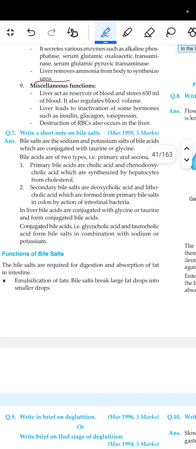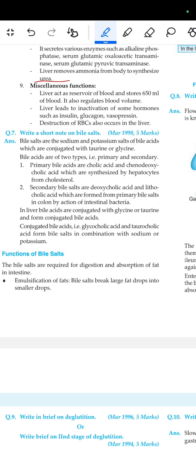Then comes miscellaneous function. The liver acts as a reservoir of food and stores 650 ml of blood. It also regulates the blood volume. The liver leads to the inactivation of some hormones such as insulin, glucagon, and vasopressin. Destruction of RBCs also occurs in the liver. Next is: write a short note on the bile salts.